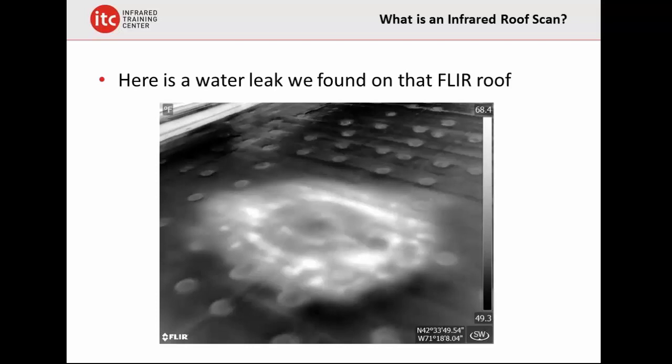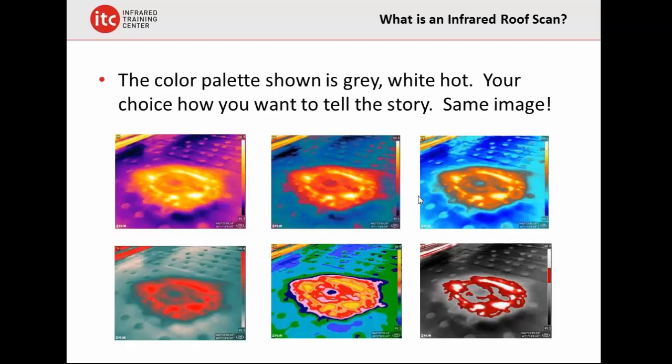And found this. Now, this is a pretty substantial leak, very easy to repair. And this was taken pretty much right around sundown. Now, when you produce an image, I chose to show you that image in grayscale. The software and/or your camera has multiple color palettes. It's entirely up to you what color palette you choose to use. I don't care. I'm not the one that has to tell that story.